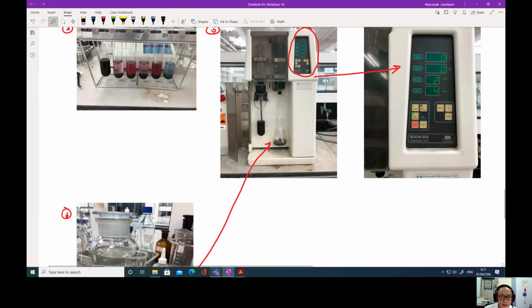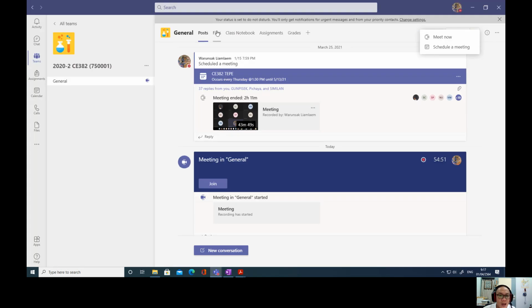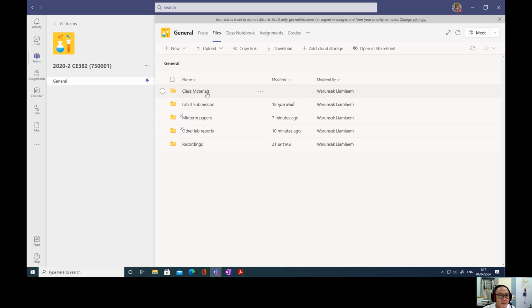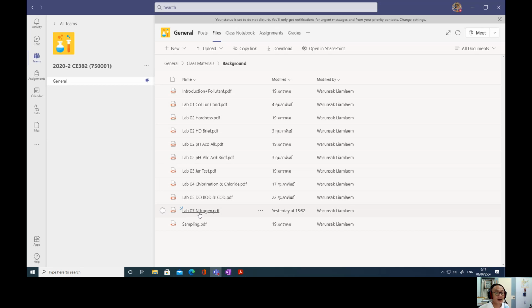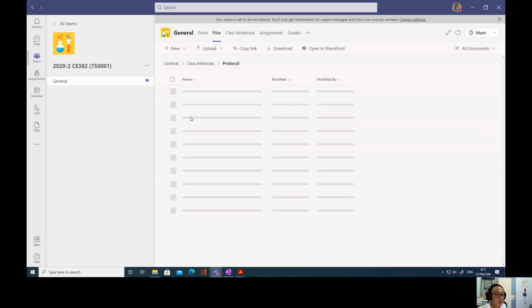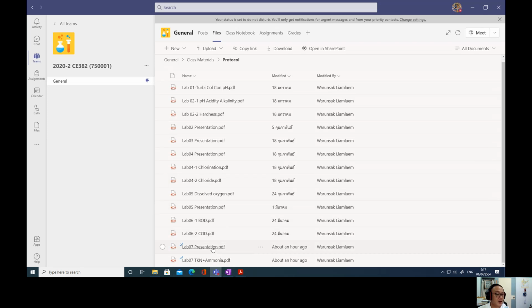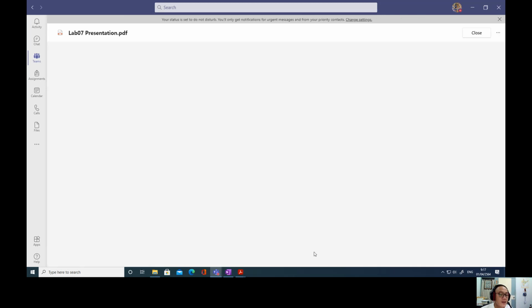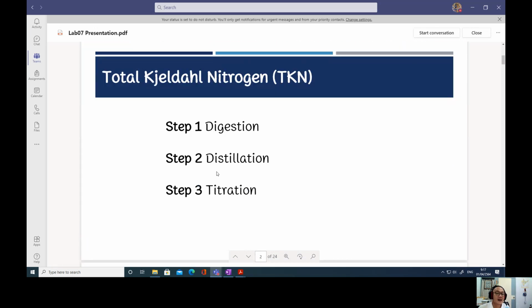Now, if you want some more information, you can go to the files, in the folder class materials in background, where you will find my files. If you go to the protocol, you will get two relevant files, lab 7 and the one which I have just shown you. In the presentation file, lab 7's presentation, you can find some explanations.